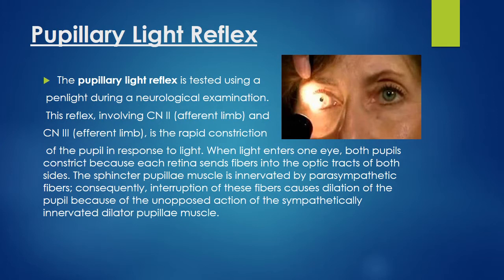The afferent limb for this reflex is through the optic nerve, while the efferent limb is through the third cranial nerve, that is the oculomotor nerve. The oculomotor nerve contains parasympathetic fibers through the Edinger-Westphal nucleus, which supply the sphincter pupillae muscle in the eyeball, and this sphincter pupillae muscle causes constriction of the pupil in response to light. Interruption of these fibers causes dilatation of the pupil because of unopposed action of the dilator pupillae muscle, which is supplied by sympathetic fibers.